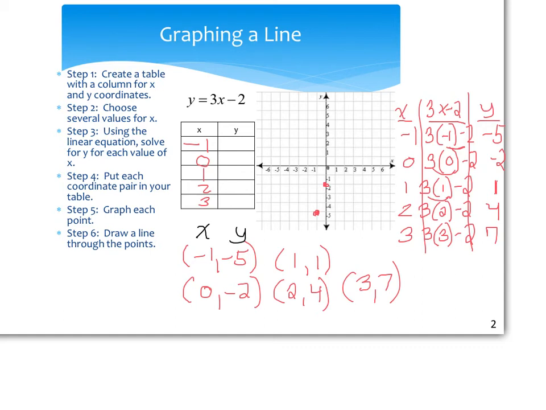And we've got 1, 1. So that's to the right 1 and up 1. And we've got 2, 4, 2 up to 4. And we've got 3, 7 all the way up. So we've got 7 here.